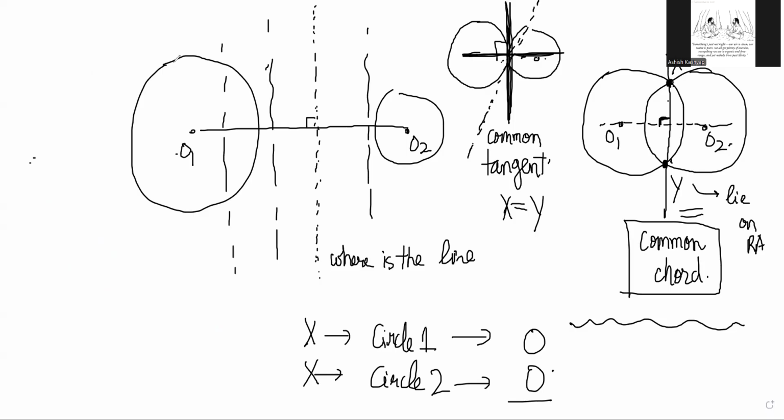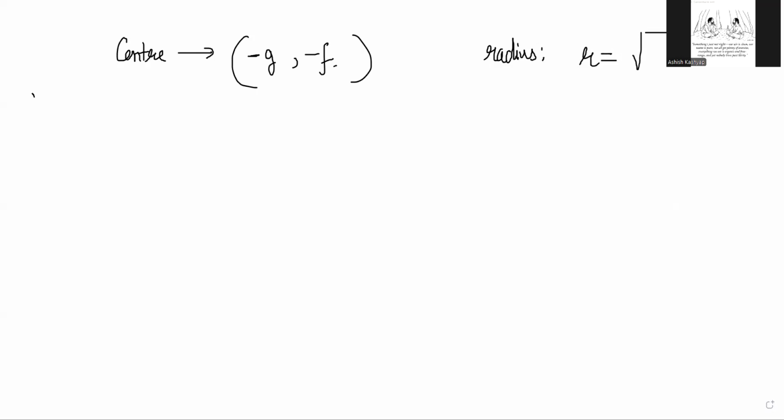What is the locus that can describe a circle? All the points equidistant to the center. So if the center is taken as minus g and minus f, and radius is taken as r, which is equal to root over g square plus f square minus c. Here g, f and c are some constants. What will be the equation of the circle according to you right now?